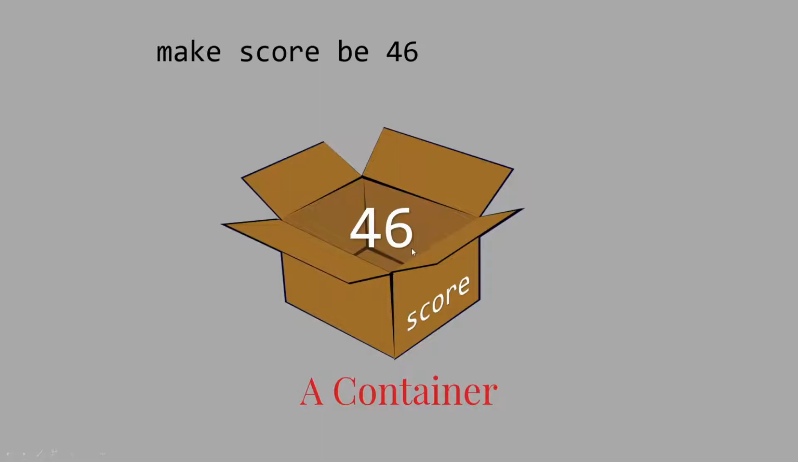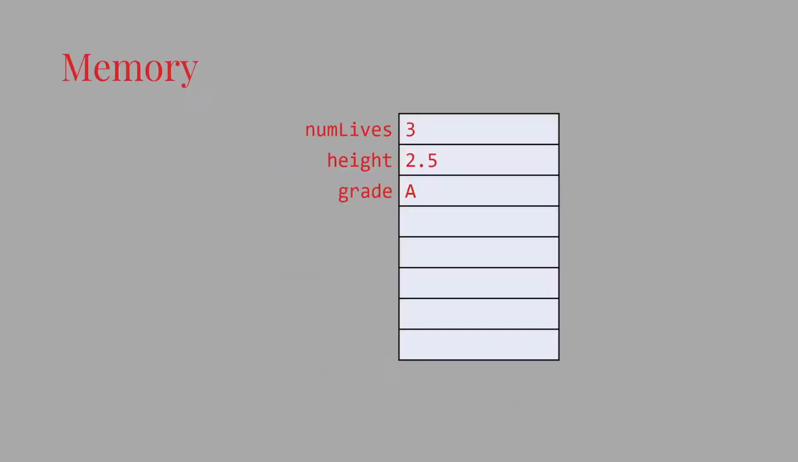Obviously, your computer doesn't hold data in a bunch of boxes. Variables are actually labels for pieces of the computer's memory. So we might picture that like this. Here we have 3 different variables set up. If we want to know how many lives a player has left, we'll go to the numLives variable and see that there are 3. If we want to see the grade on an assignment, we'll look at the contents of the grade variable and see that it's an A.